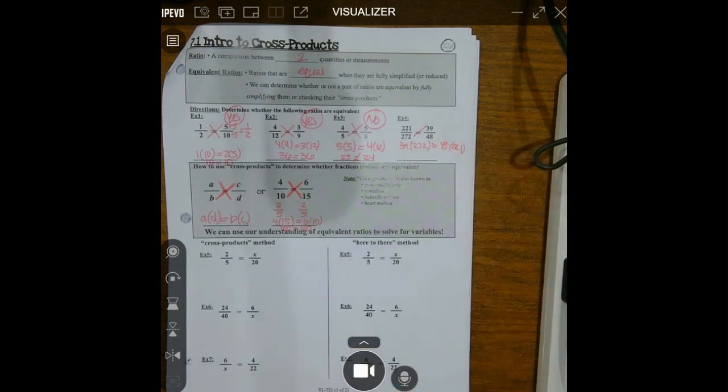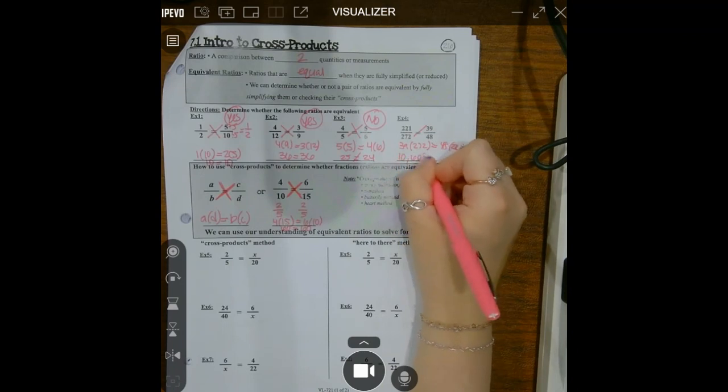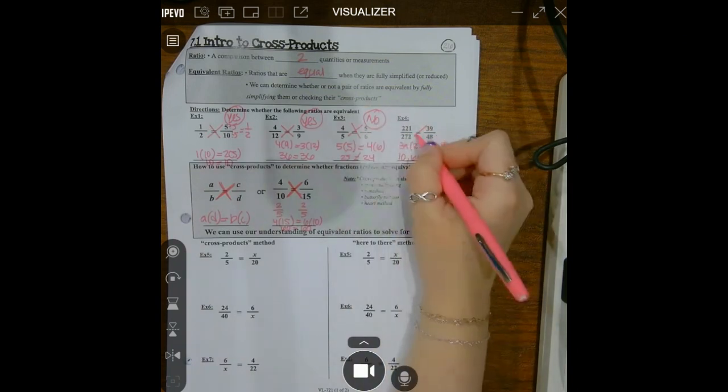So go ahead and type those into your calculator. 39 times 272, and you get 10,608. Let's see if this is equal to this side. Well, that side is 48 times 221.